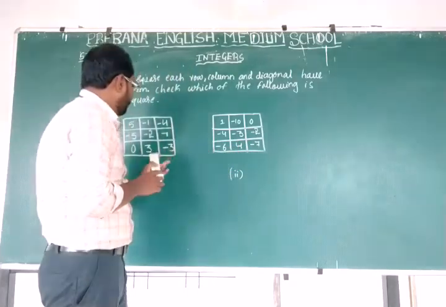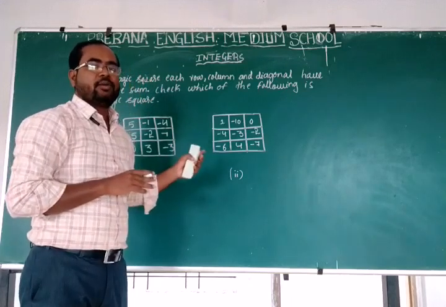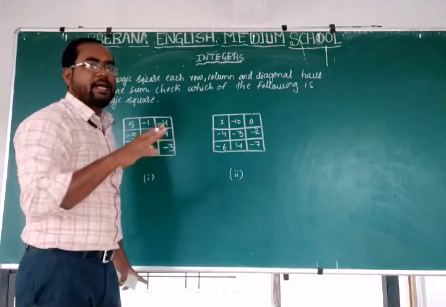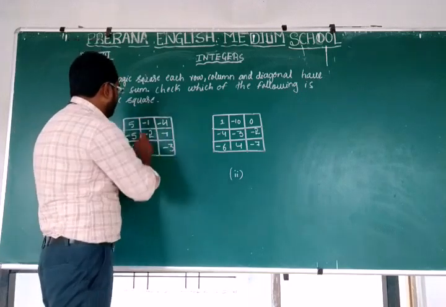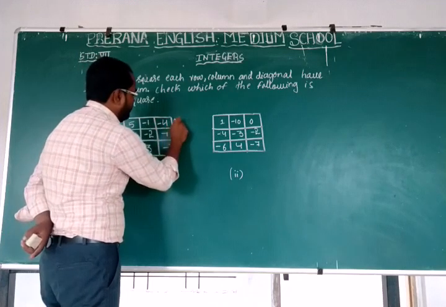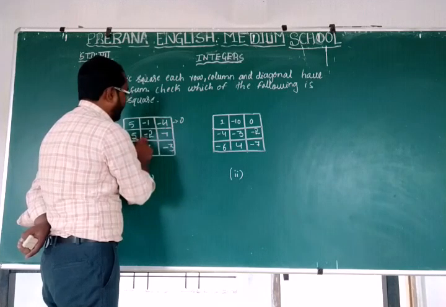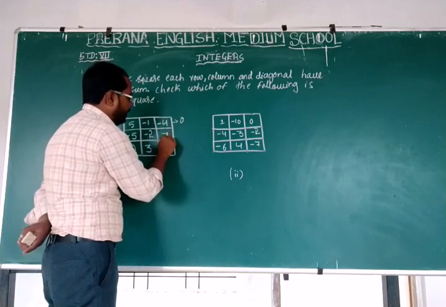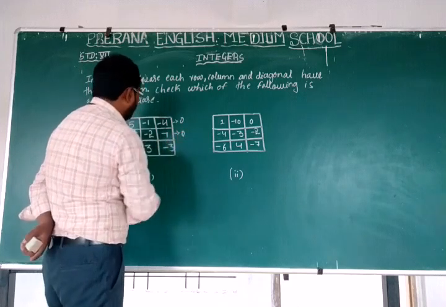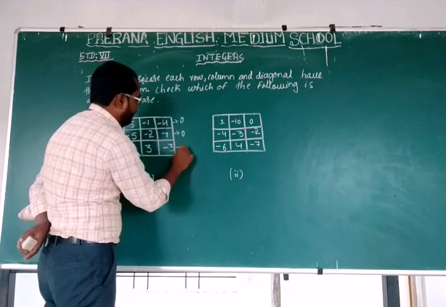So here two examples are given. In this we have to check which one is the magic square. So first we will start adding from the first one. This is 5. 5 minus 1 is 4. 4 minus 4, 0. Next, minus 5 minus 2 will be minus 7. Minus 7 and plus 7, again it will become a 0. Next, 0 plus 3, 3. 3 minus 3 will be 0.